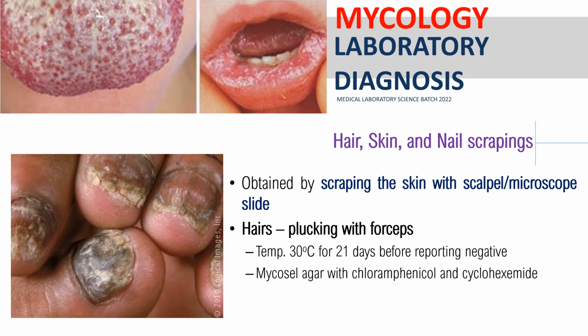And then, class, for hair, okay, you can use forceps. Tapos tatanggalin mo siya, class. Ayun. And then, temperature, 30 degrees Celsius for 21 days before reporting negative. And then, paki-highlight na lang nito, class, Mycosel agar with chloramphenicol and cycloheximide. Ayan. Dito natin siya kinukulture pag ang sample mo hair, skin, and nail scraping.